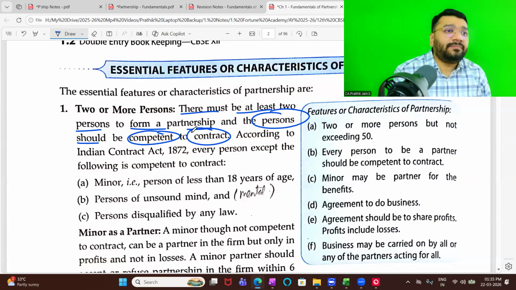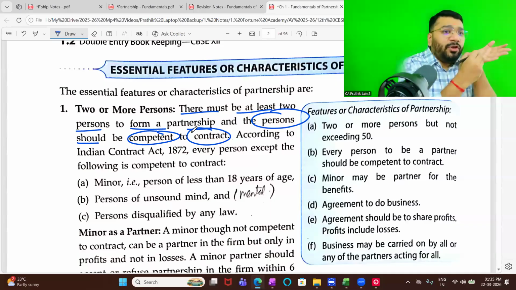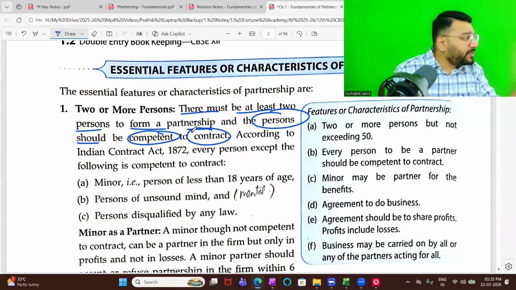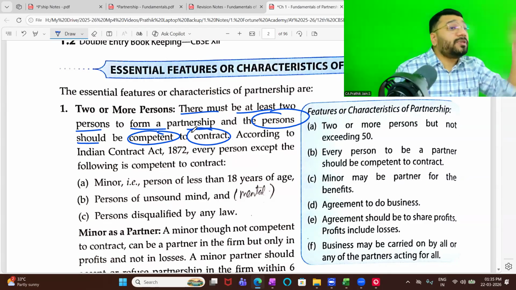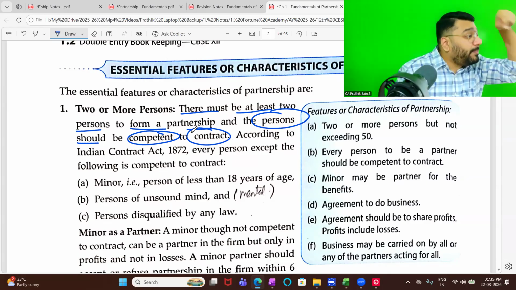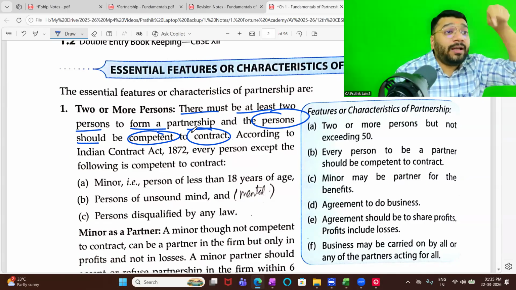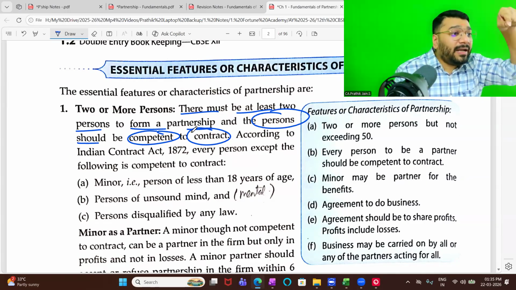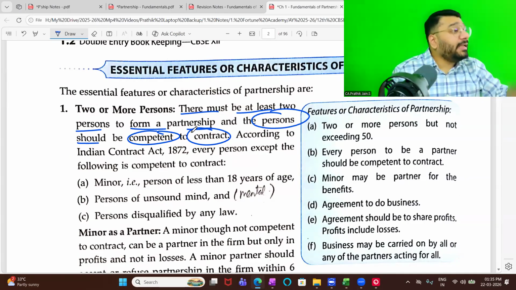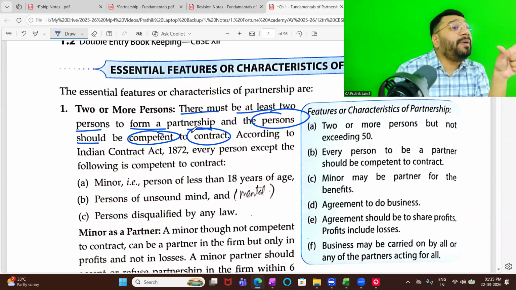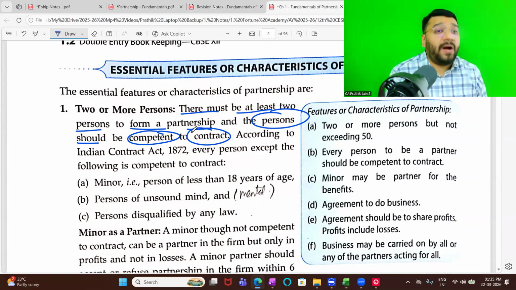For example, you buy land, you buy property. Will you sign on a document or not? Yes, you will sign it. Law says that the person who is signing the document should be capable of understanding what he has signed. When you sign that agreement, you should have an understanding of what is written in it. Only then you'll be competent to contract. Only a person who is competent to contract can become a partner.